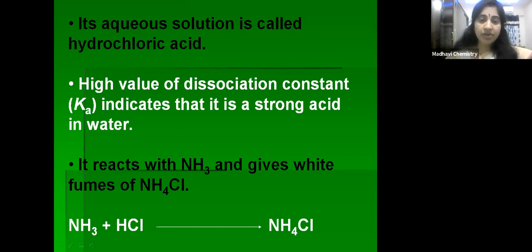Next, it reacts with ammonia. It gives white fumes of NH4Cl. In qualitative analysis, we use this experiment for the detection of ammonia gas. Ammonia, when it reacts with HCl, gives white fumes of ammonium chloride.